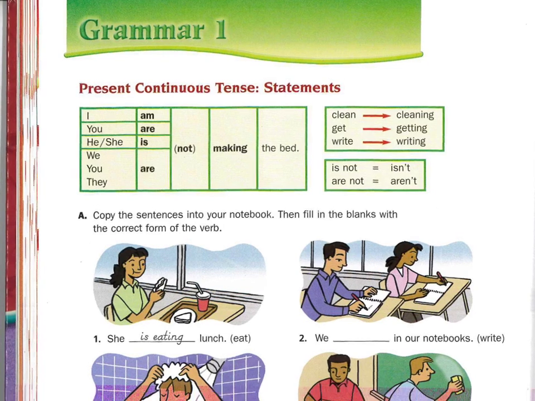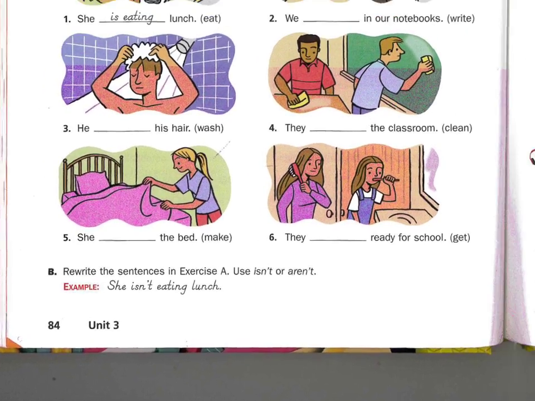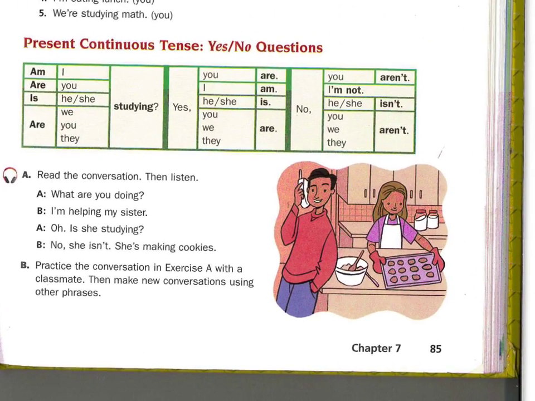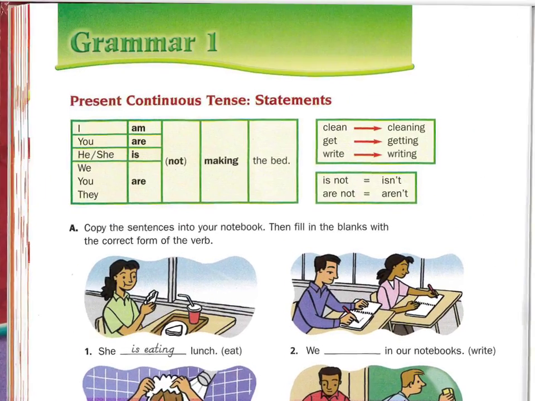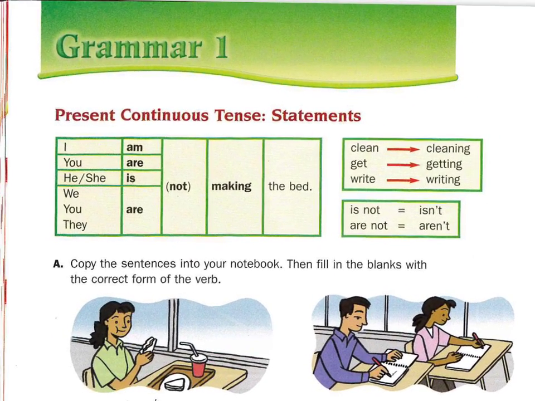Hello, we are in Unit 3, Chapter 7, page 84, 85. Grammar 1. As we've said before, every grammar box that you see in the book, you should write down in your notes and then practice saying it many times. Present continuous tense statements.